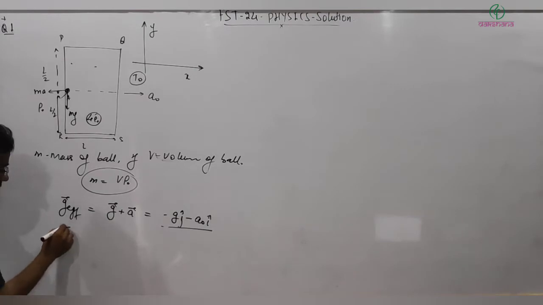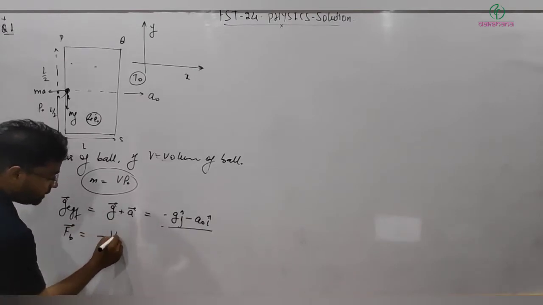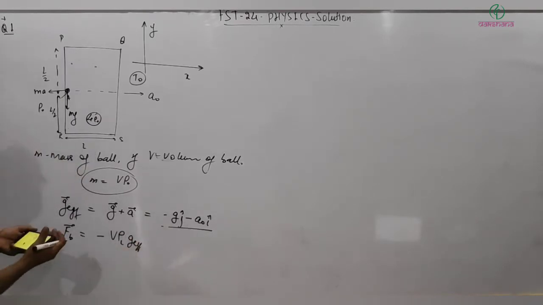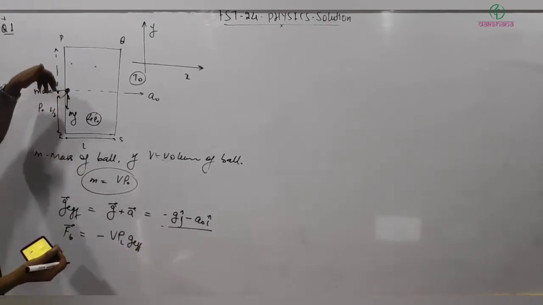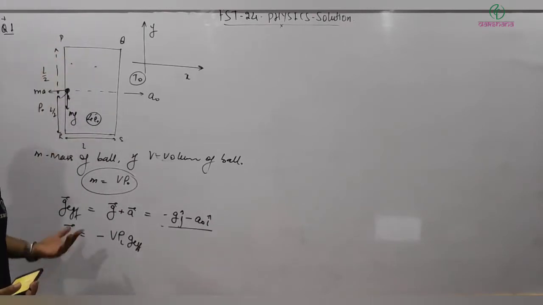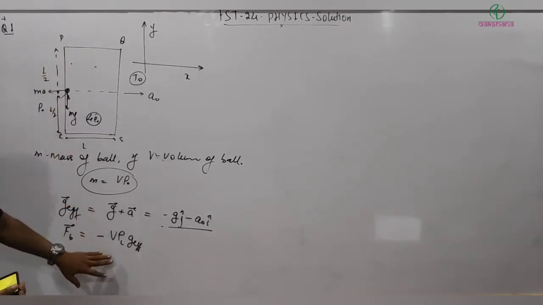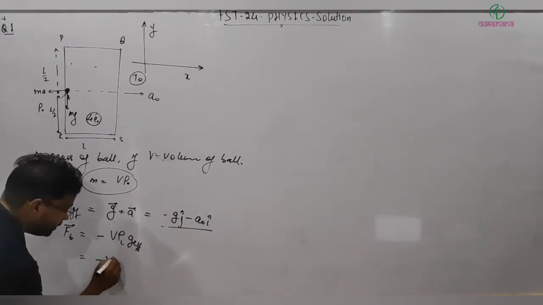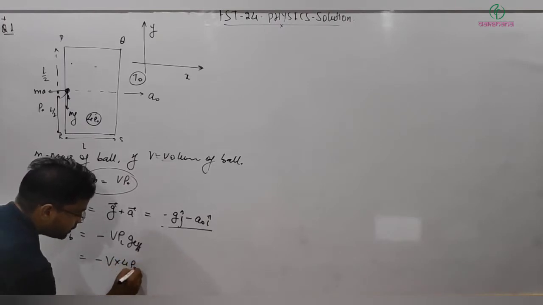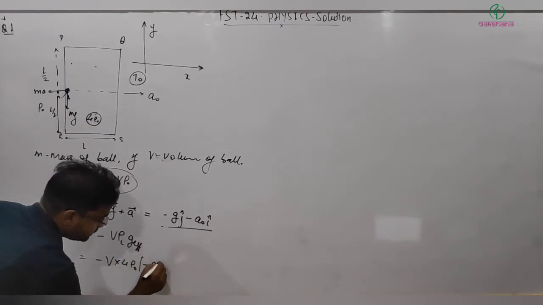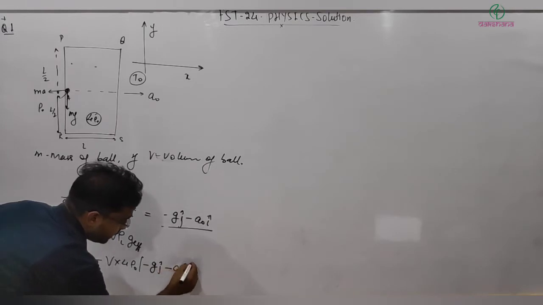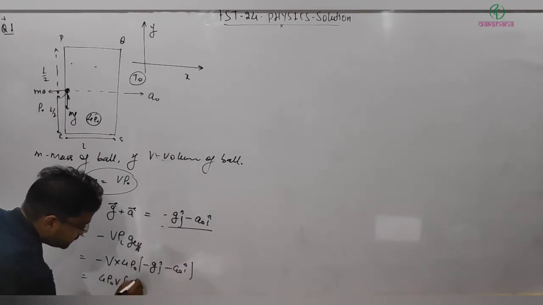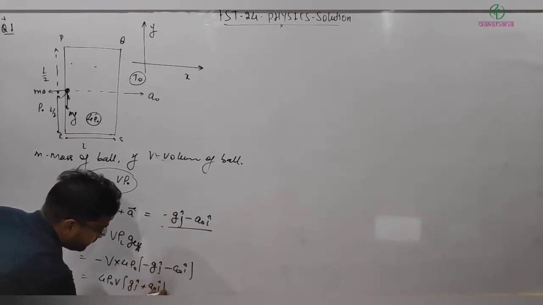Then the buoyancy force acting is equal to what? Minus V, the volume of the ball, rho liquid into g effective, because it acts exactly opposite to the force. If mg is acting downward, the buoyancy force acts upward, opposite to that. So the buoyancy force is given by minus V rho l, where rho l is 4 rho naught, into g effective, which is minus g j cap minus a naught i cap. That comes out to be 4 rho naught V into g j cap plus a naught i cap.